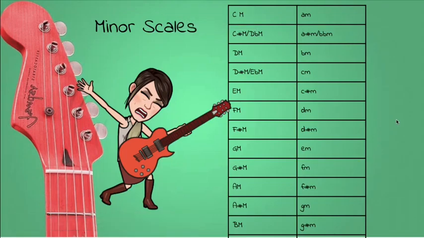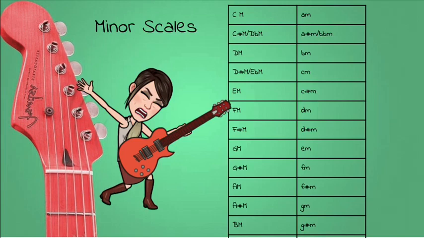The first way to think about minor scales is that they are the same key signature as the minor third above them. For example, if I were trying to find the notes of the A minor scale, I would think, what is a minor third higher than A? It's C. The A minor key signature is the same as the C major key signature.